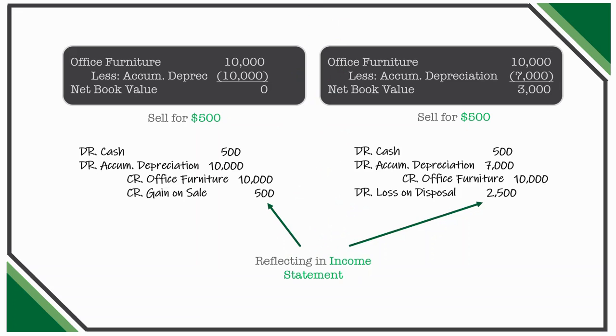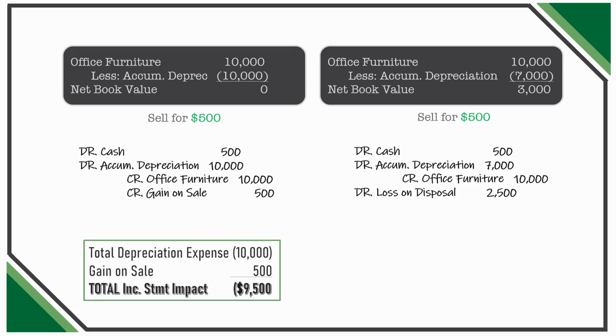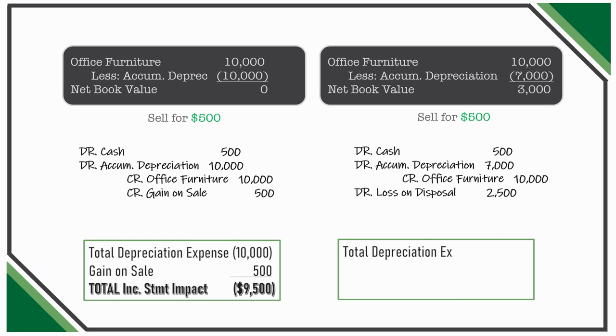Actually, in both scenario 1 and 2, the impact on the income statement is exactly the same, they just have different timing. In the first case, depreciation expense of $10,000 impacts the earnings of the company, as well as the $500 gain. Net impact on earnings in this scenario is $9,500. In the second instance, depreciation expense to date was only $7,000, but the loss realized on the sale is $2,500, again resulting in a total cost of $9,500 to the company.